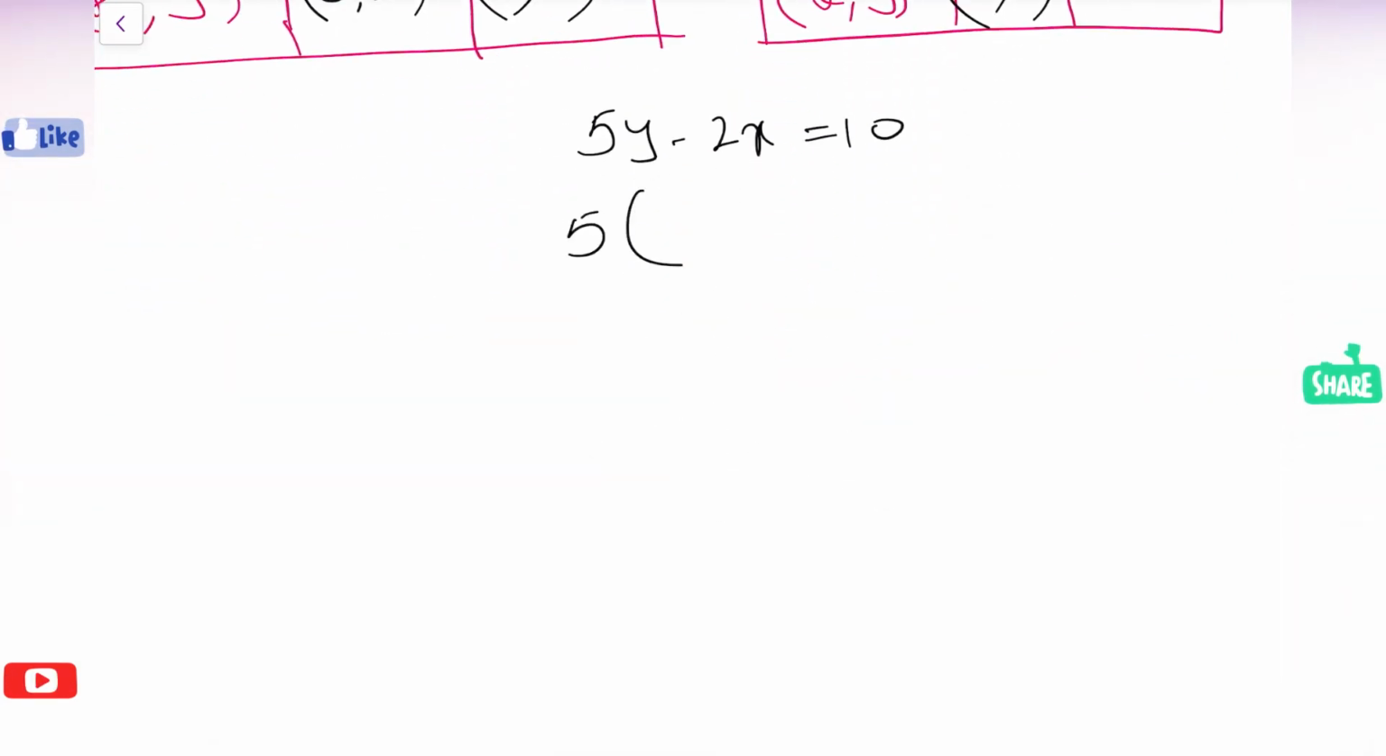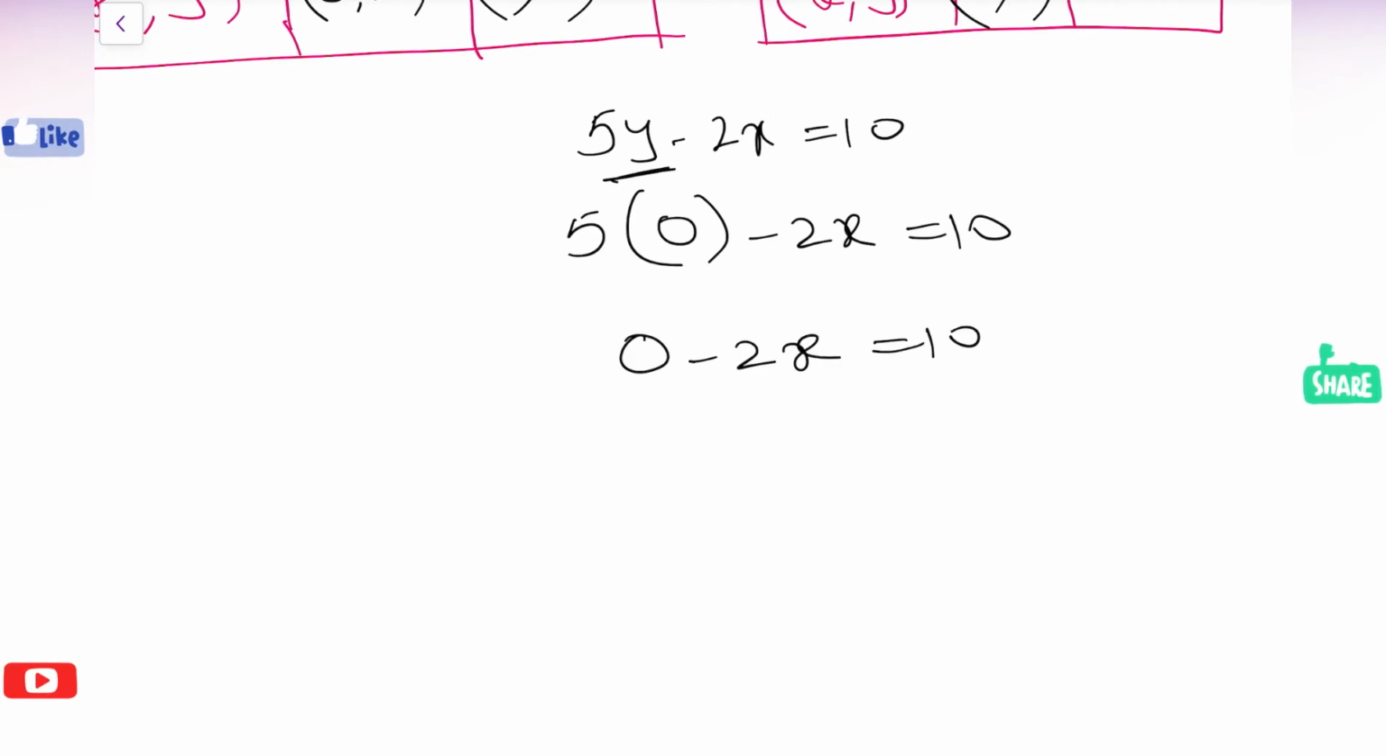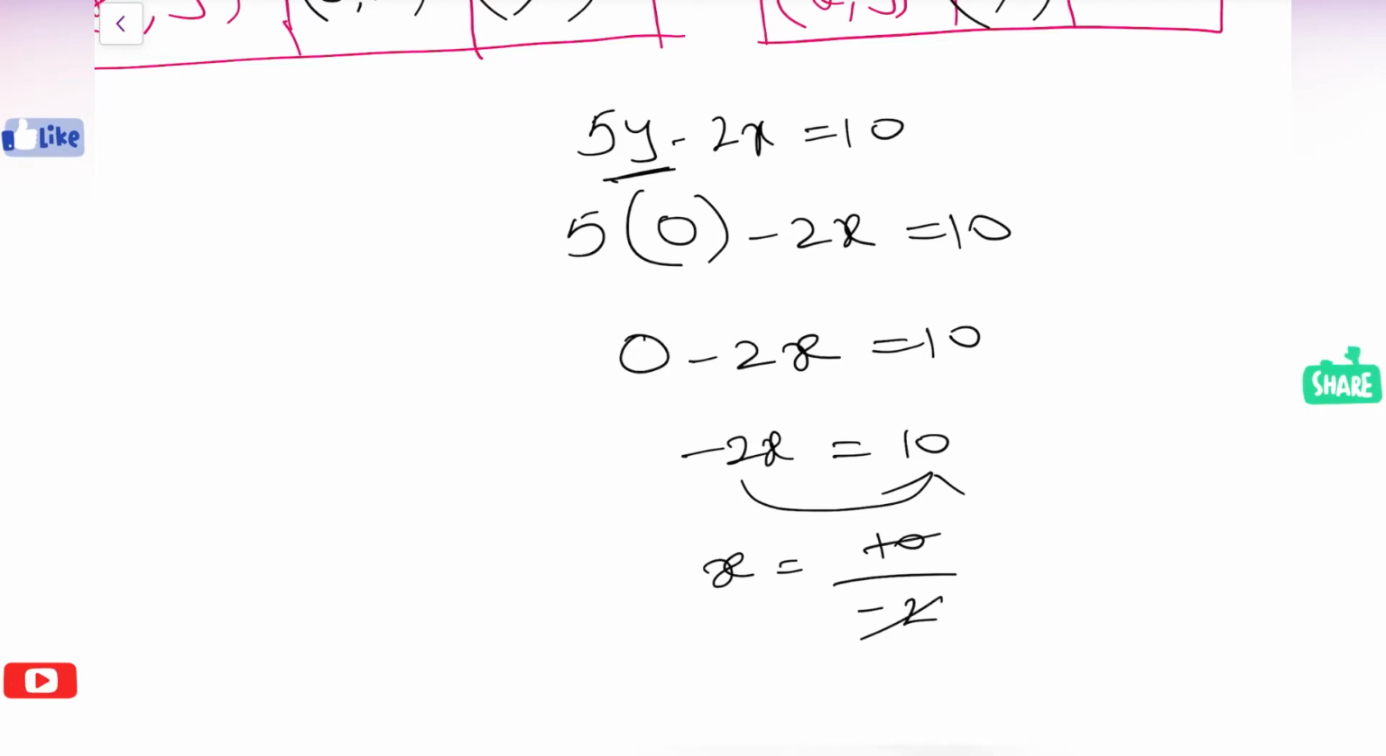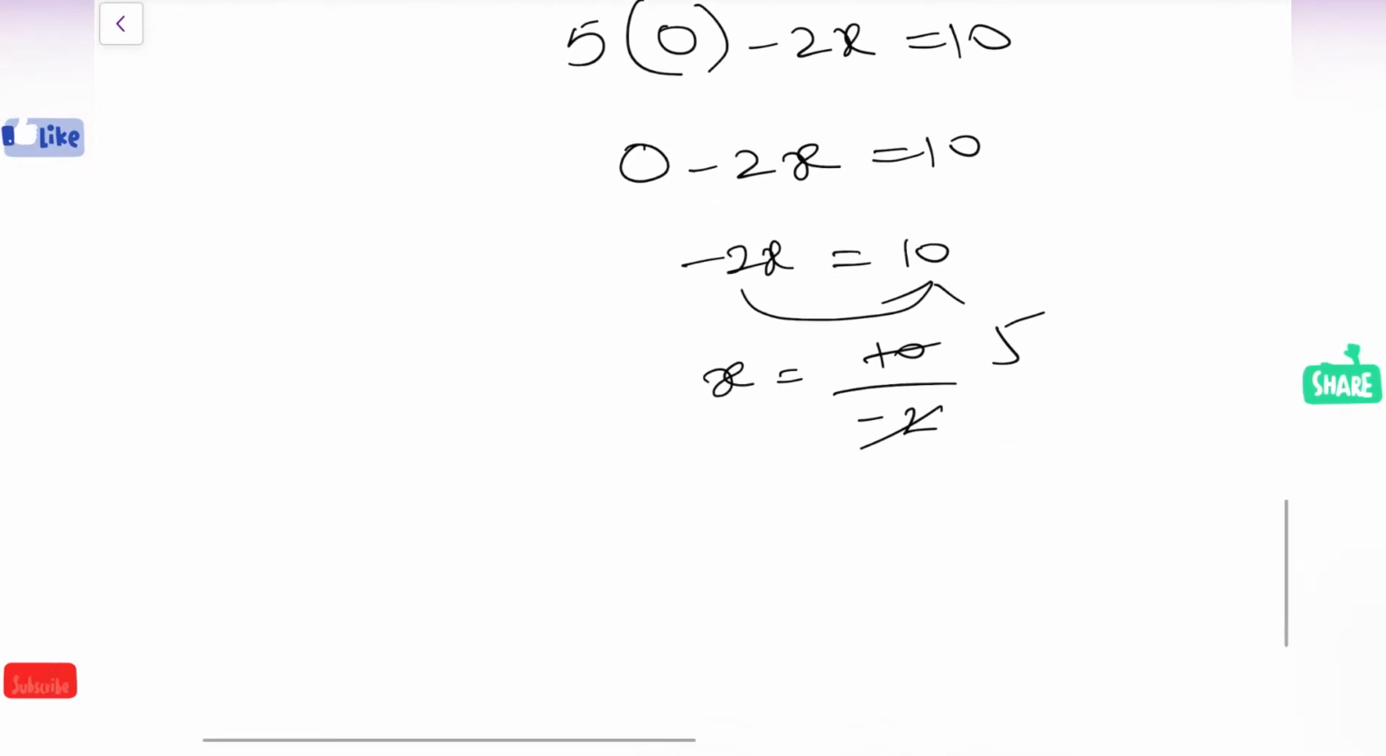So 5 into, here y is nothing but 0, minus 2x is equals to 10. 5 into 0, 0 minus 2x is equals to 10. 0 minus 2x is equals to 10. If we take minus 2 to that side, it will become division. So x is equals to 10 divided by minus 2. 2 1s are 2, 2 5s are 10, minus symbol as it is. So x is equals to minus 5.